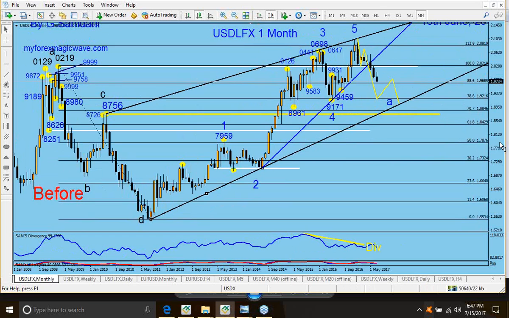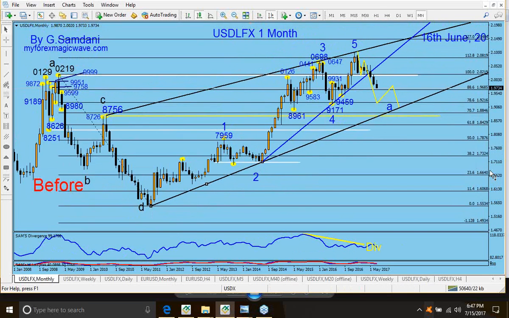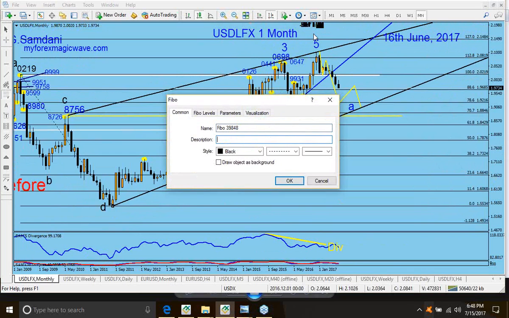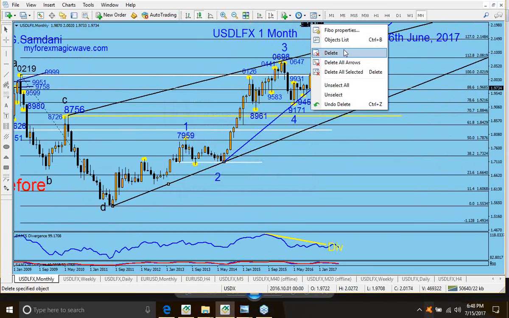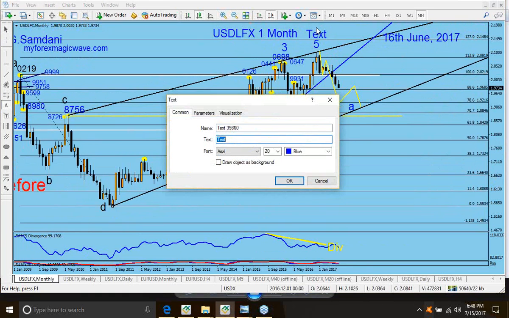Now, excuse me. So this is 1, 2, 3, 4, 5, right? This whole thing, after 5 big blue counts, let's say we have wave 1 here. Whoops, what did I do here? I used something else rather than the text tool.